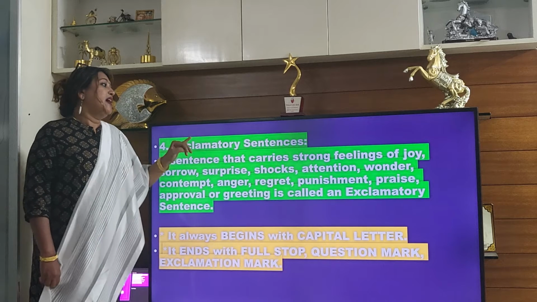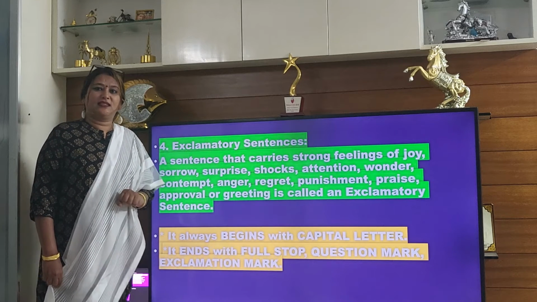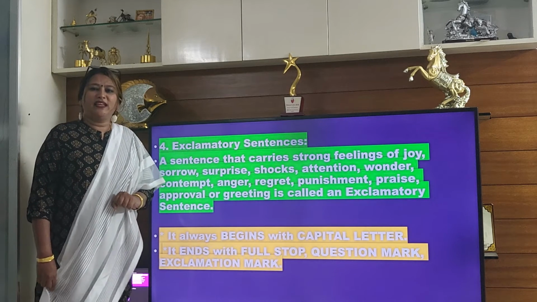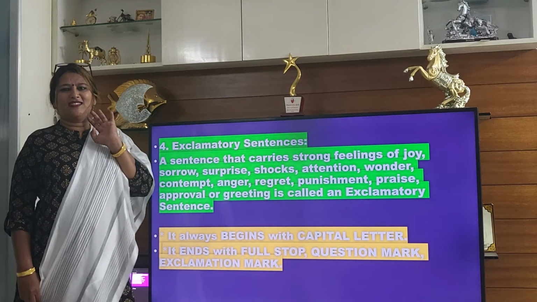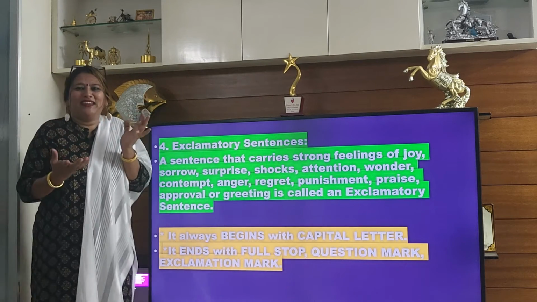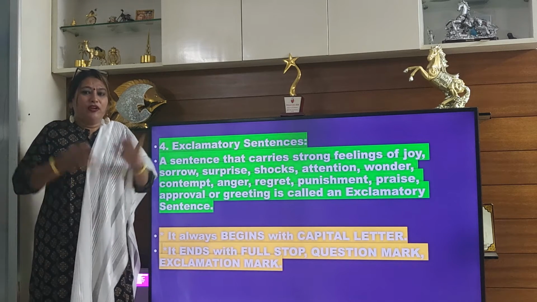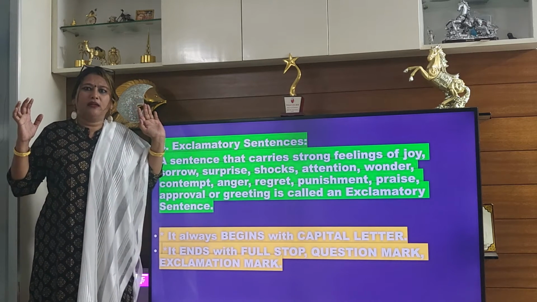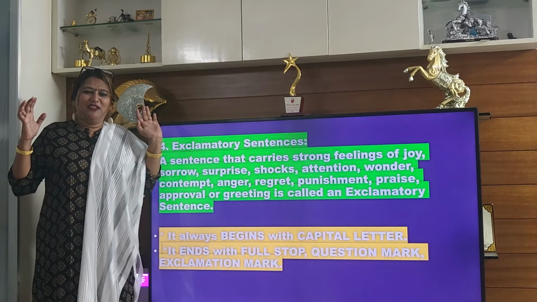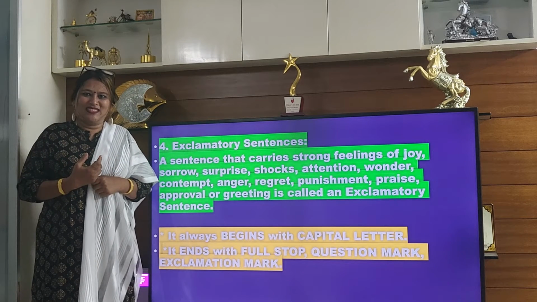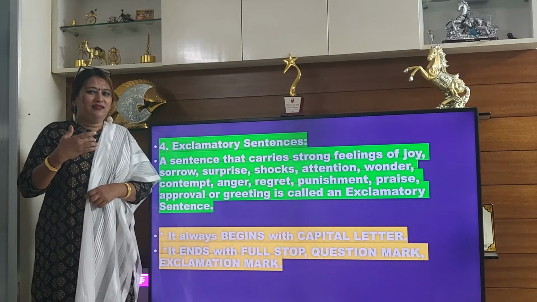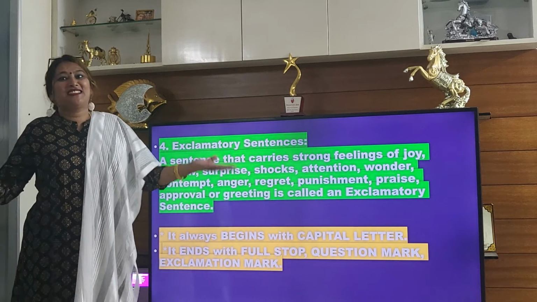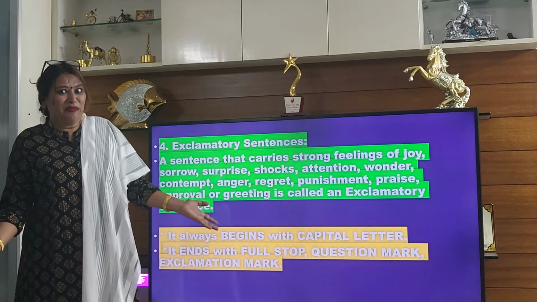The fourth kind is the exclamatory sentence. What are they? They convey strong feelings. When you're very happy, you're in a joyful mood. When you're shocked, you're scared. When something really good happens, you're happy. That actually fetches you happiness, and you didn't expect that. That's a surprise.